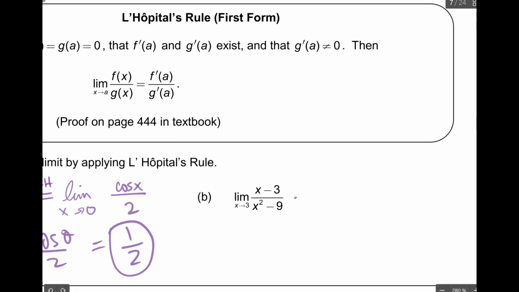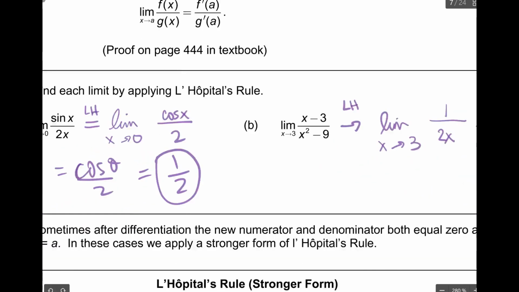So for the second one, if I apply L'Hopital, I'll have the limit as x approaches 3. The derivative of the top is 1, the derivative of the bottom is 2x. So that's just 1 over 6. So 1/6.